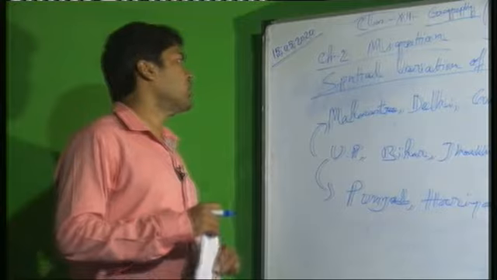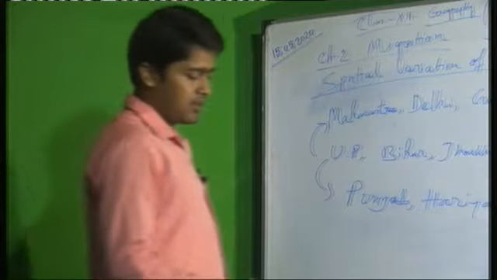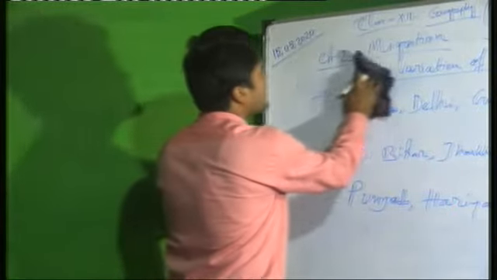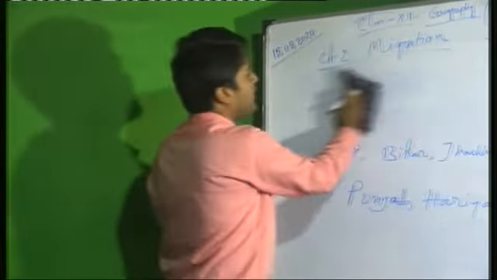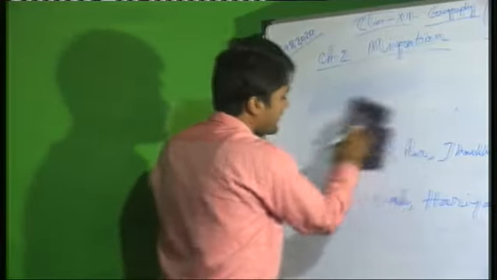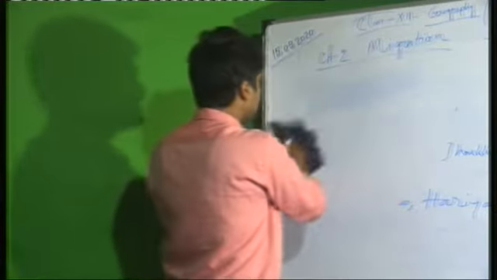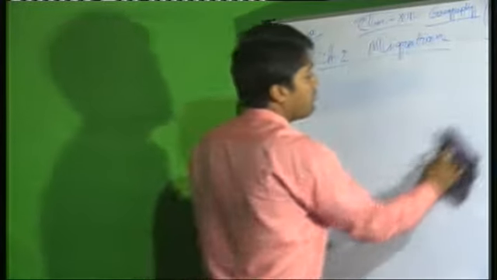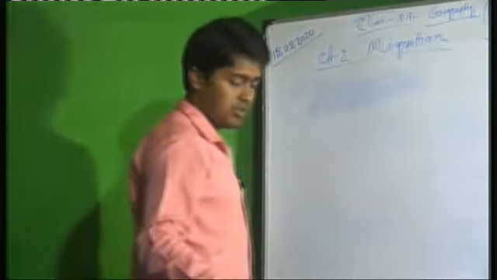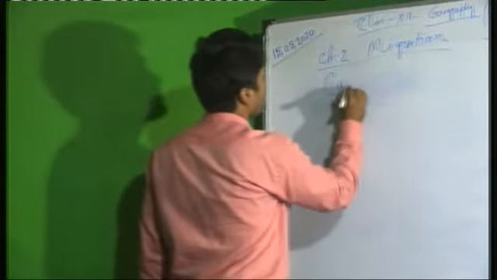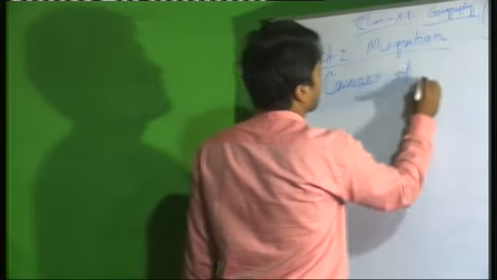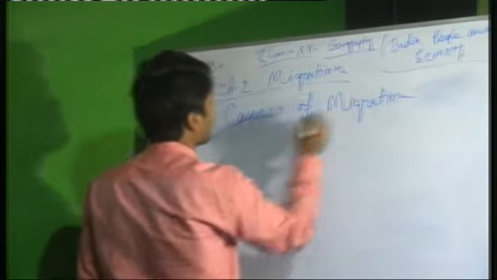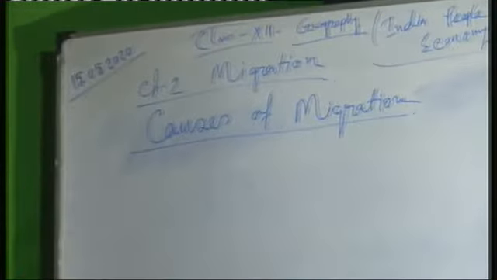Now the most important last two topics in this chapter. The first one is causes of migration. The spatial variation of migration, stream of migration, Indian diaspora, I have also discussed, and I think you can understand. Now, causes of migration.